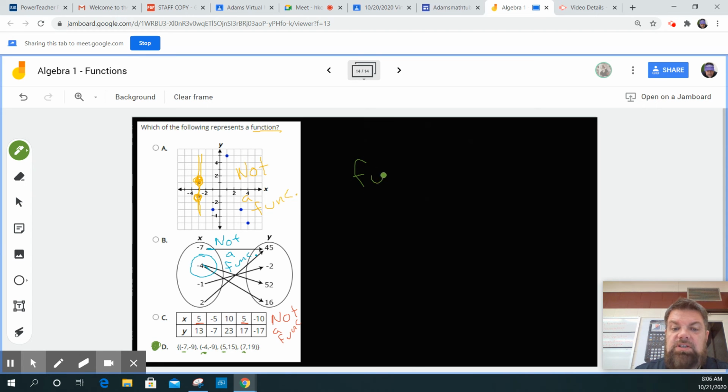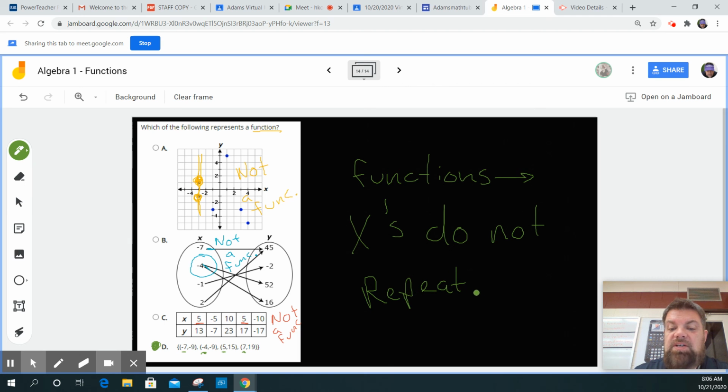So remember that functions, the easiest way, and we're looking at different ways to represent the x's and y's, but for functions, the x's do not repeat. So in my first 3 scenarios, this one, the x is repeated, this one, the x is repeated, and this one, the x is repeated. So they weren't functions, but the last one, the x's did not repeat, so it was a function.